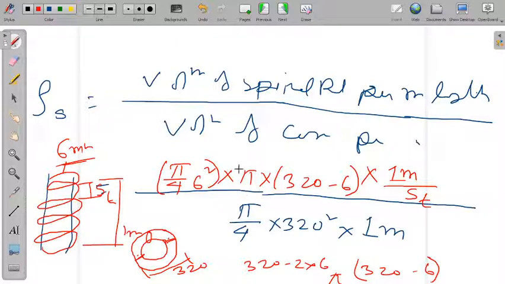So once I have the volume for one time round, then how many rings are we providing here? Approximately 1 meter divided by the spacing. So this is the volume of spiral per meter length, and this is the volume of core per meter length. Okay.